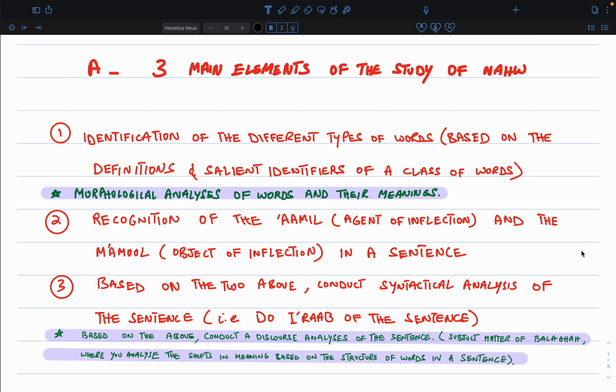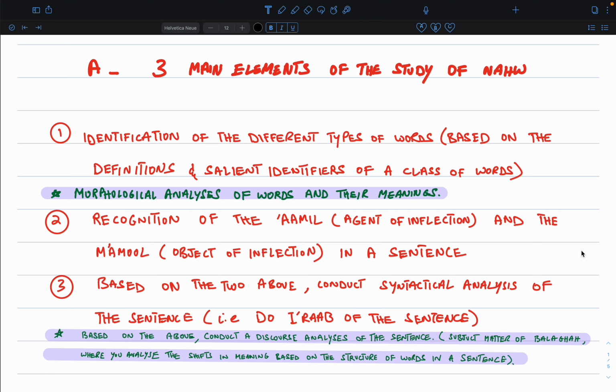How do you identify a noun in a sentence? Based on that knowledge, you will learn to identify different types of words in a sentence. Once you've done that, you will move on to number two, which is recognition of the amil and the ma'mul. Which word in a sentence is the agent of inflection, and which word is the object of inflection? So which word is a cause, and which word is the effect?